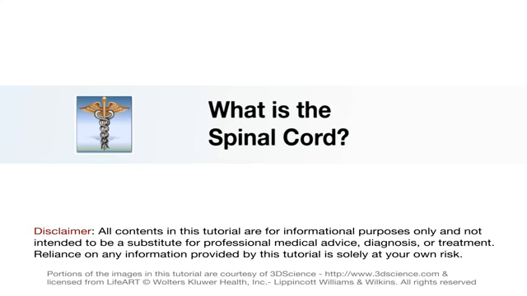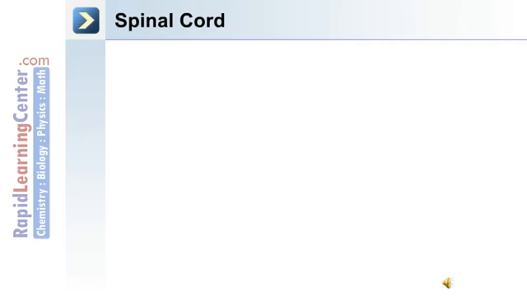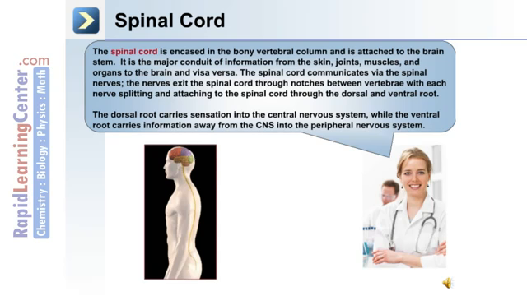Let's begin with an overview of the spinal cord. The spinal cord is encased in a bony vertebral column, and it's attached to the brainstem. The spinal cord is the major conduit of information from the skin, joints, muscles, and organs to the brain, and vice versa. The spinal cord communicates via the spinal nerves.